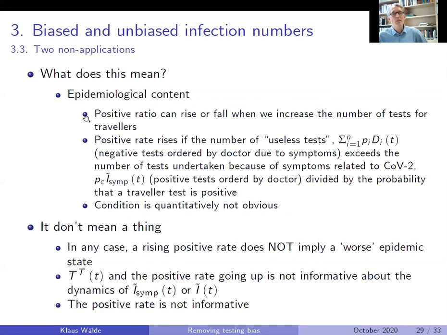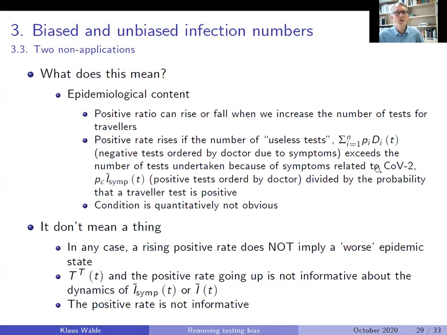It simply means that the positive ratio can rise or fall when we increase the number of tests for travelers. And this positive rate, whether it rises or falls, depends on the number of, so to say, useless tests. So tests of individuals that have symptoms but are not CoV-2 infected. Of course, the tests are not useless, because unless you do the test, you don't know whether an individual is CoV-2 infected. So useless in the sense that you don't find anything. So it depends on this number of tests.